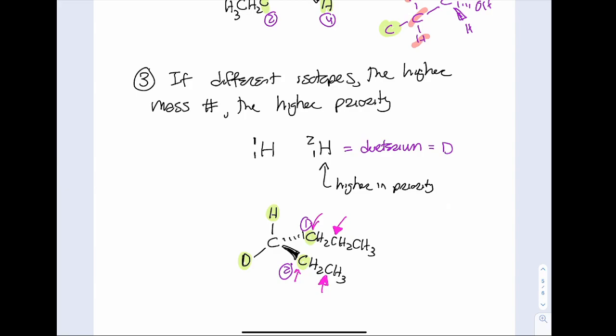And now I have hydrogen and deuterium. They have the same atomic number, so we're going to use rule number 3. The higher the mass number, the higher in priority. So deuterium gets number 3. Hydrogen really is always going to be last. So that is my lowest priority group.